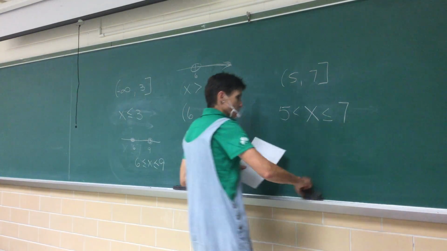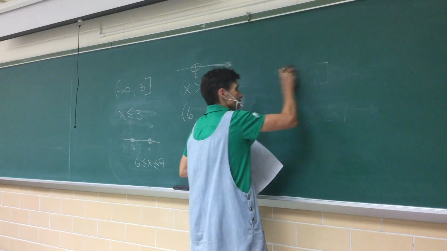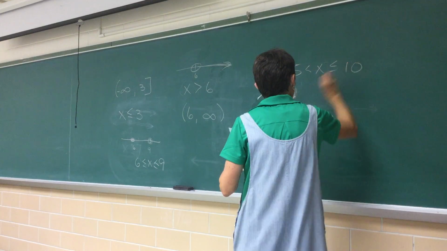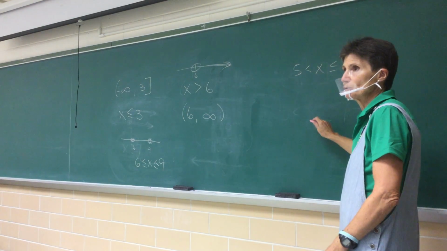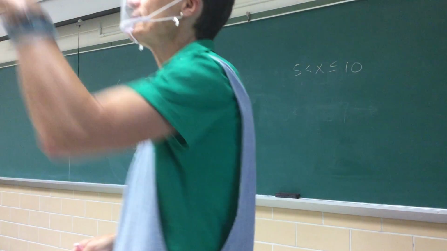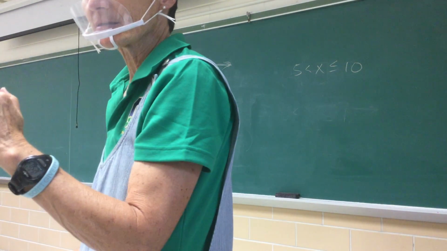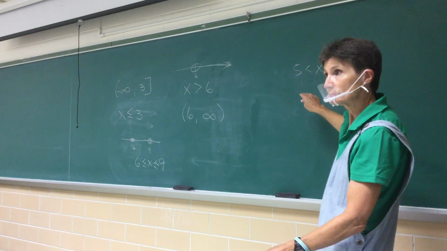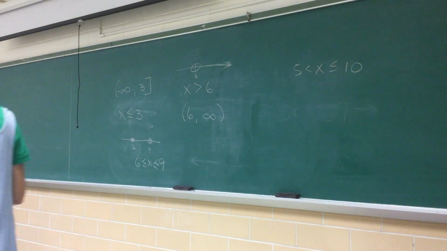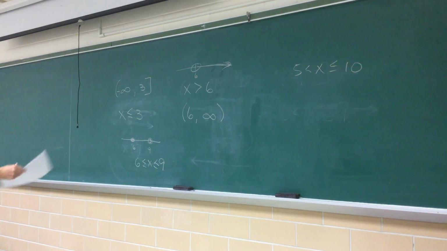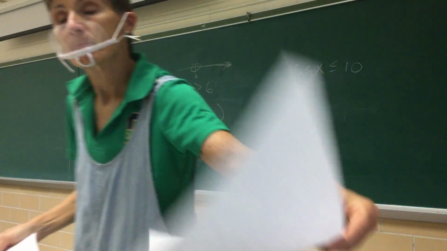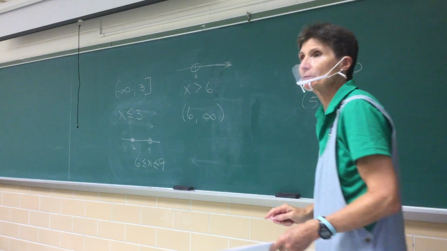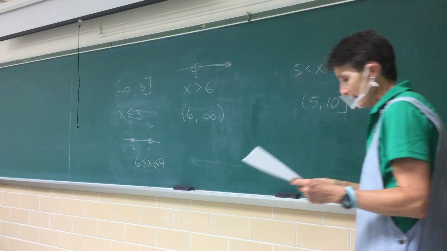Okay, what's the next one look like as an interval? So 5 is less than x is less than or equal to 10. What's that going to look like in terms of interval notation? Remember, interval notation is the parenthesis and the bracket. Okay, so what's it going to look like? I'm going to have to call on someone. We don't have volunteers. Danica? Parentheses, 5, 10, bracket. Beautiful. That's exactly right. And one more.